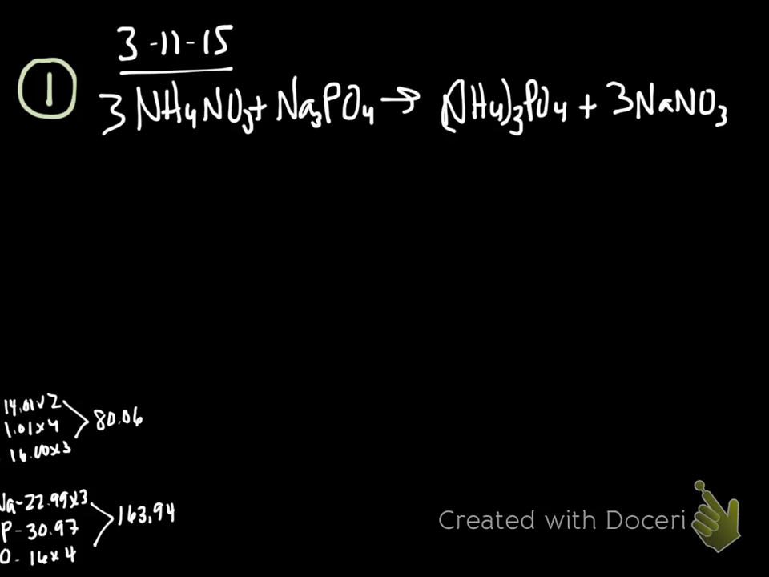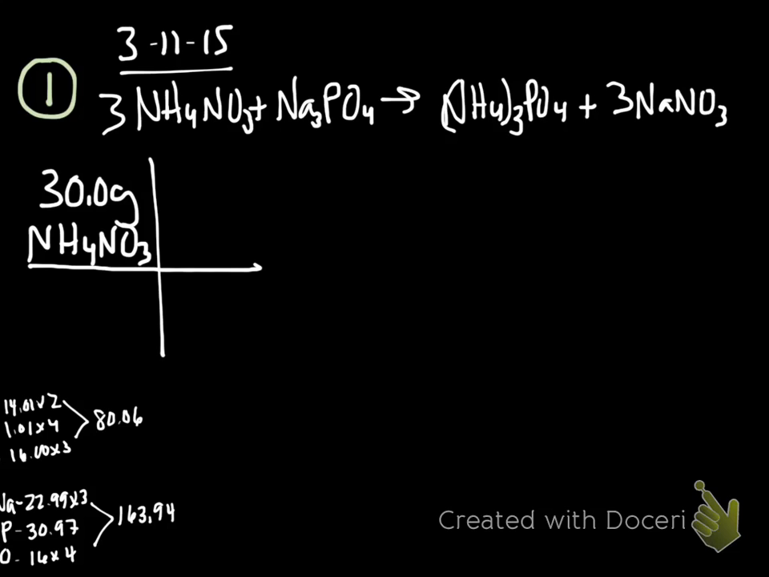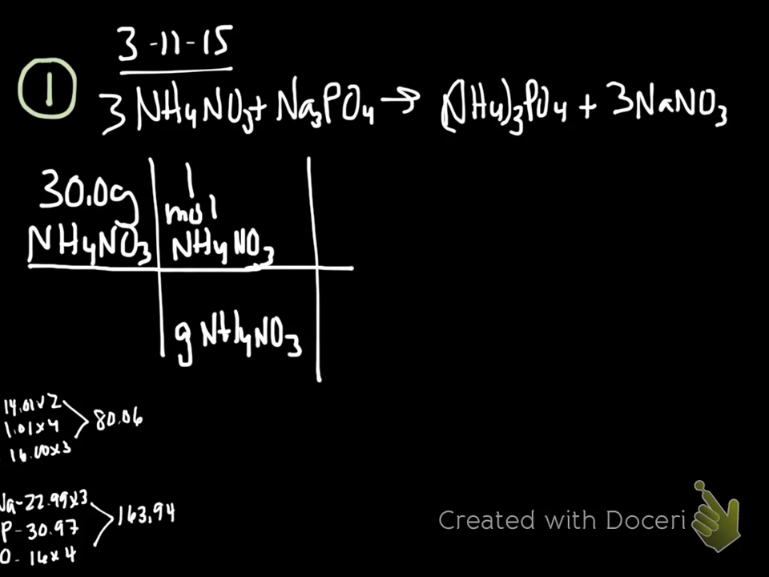So I'm going to start off with 30 grams of ammonium nitrate. So I've got my 30 grams of ammonium nitrate in the first box. Because I'm starting with mass, I have to convert to moles, right? What units and what chemical go down below to cancel? Grams of ammonium nitrate. So I've got 1 mole of ammonium nitrate is equal to, and of course I figured this out already, 80.06 grams of ammonium nitrate.